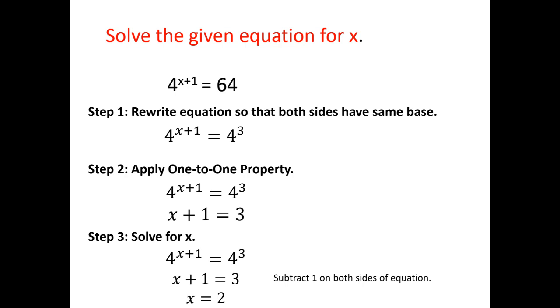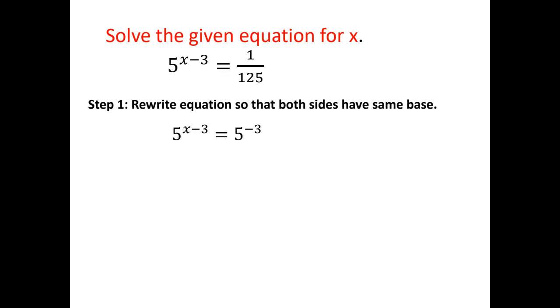Okay, so let's go ahead and look at another example. This one looks a little bit difficult, but here, let's solve this equation. The original equation is 5 to the x minus 3 is equal to 1 over 125. Okay, so I skipped some steps from here to here, but let me go ahead and add those steps.